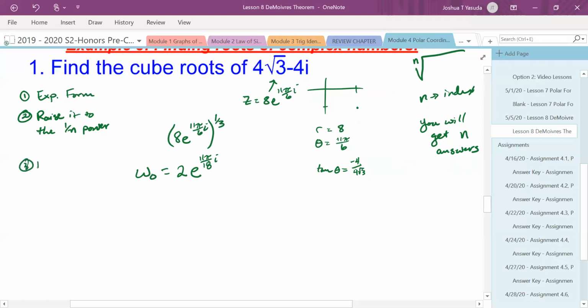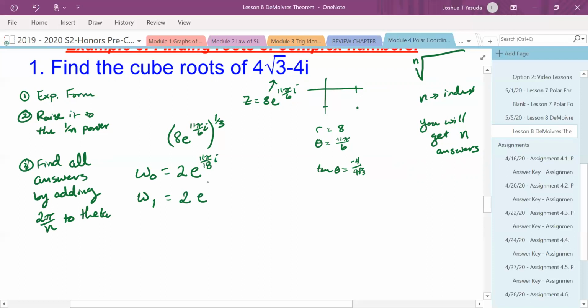So you've got to find all answers, and it's really easy to do. You find the other answers by adding 2 pi over n to theta. So we got 11 pi over 18. The next one is called W sub 1. Still going to be 2, and now it's going to be e to the 11 pi over 18 plus 2 pi thirds.